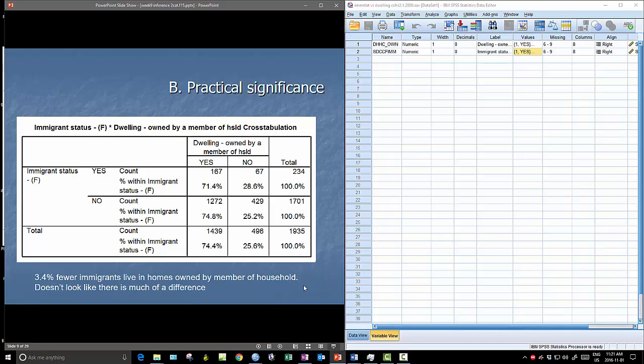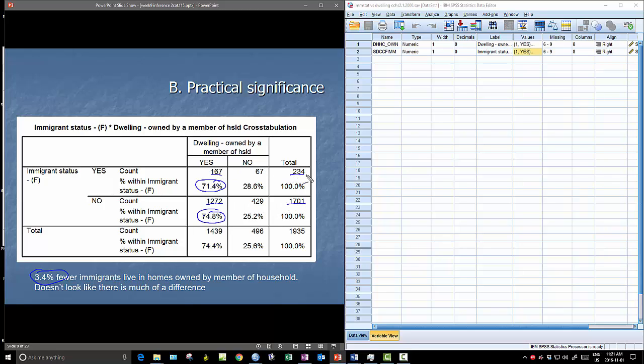Here we have a larger table, and that's the one with percents. What we have here is a key rate, and this is a key rate. This is what we're comparing. This is how we get this 3.4%. When we look at non-immigrants, these are the Canadian-born, 74% of them. So 1272 divided by 1701.